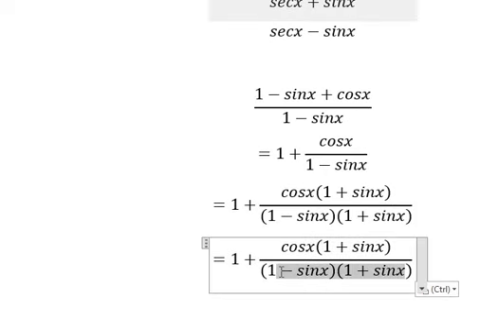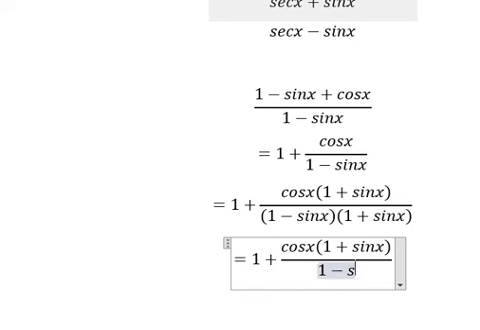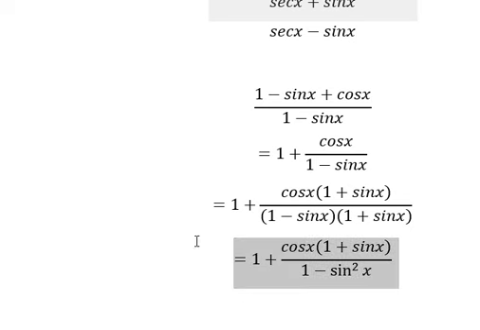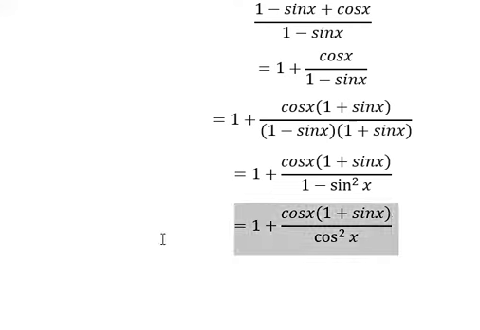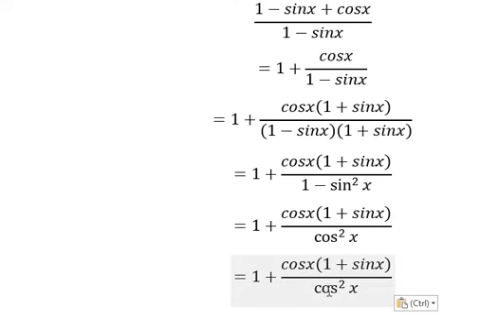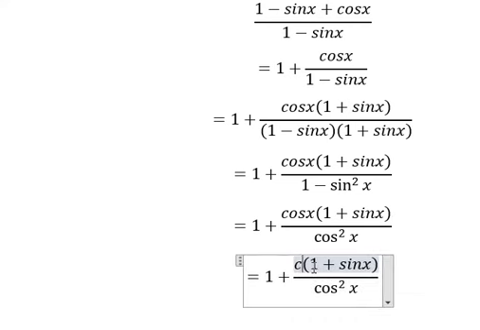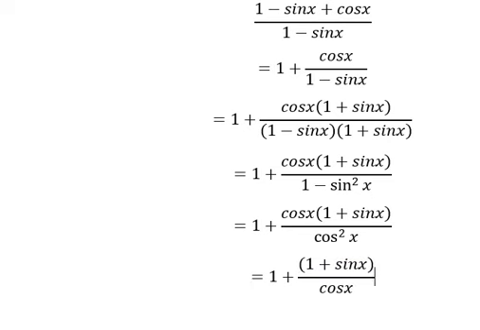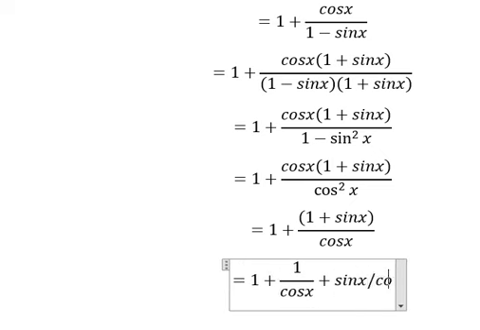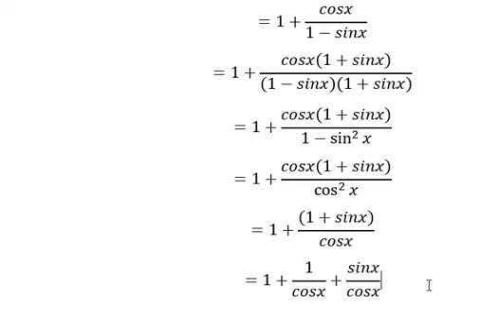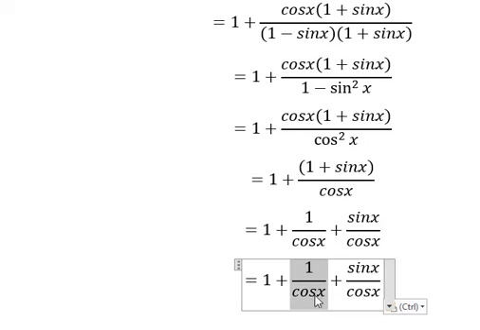And we have 1 minus sin s squared and 1 minus sin s squared, that is cosine s squared. So cosine s divided by cosine s, we simplify. So this one we have 1 over cosine s plus sin s over cosine s. This one we have secant of s. This one we have tan s.